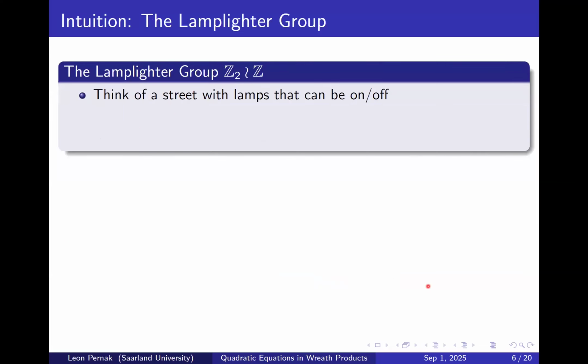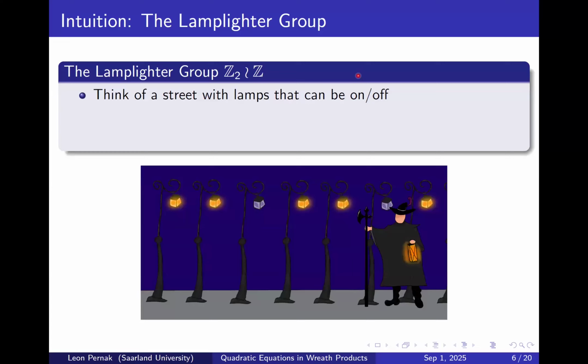So wreath products themselves are somewhat complicated maybe, but there's a nice intuition that I like to think about when I'm thinking about wreath products, which is the Lamplighter group. Specifically, the first component G now is just the cyclic group of two elements, and the group H is just the cyclic group Z. So think of a street with lamps indexed by elements of Z. Each lamp symbolizes some element in a cyclic group with two elements. This is very finite, but of course you should think about it indexed over Z.